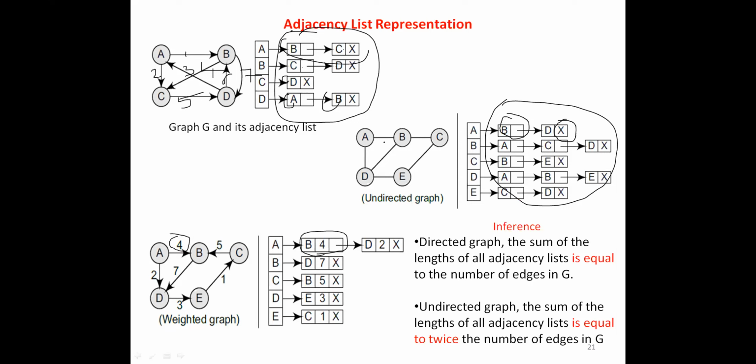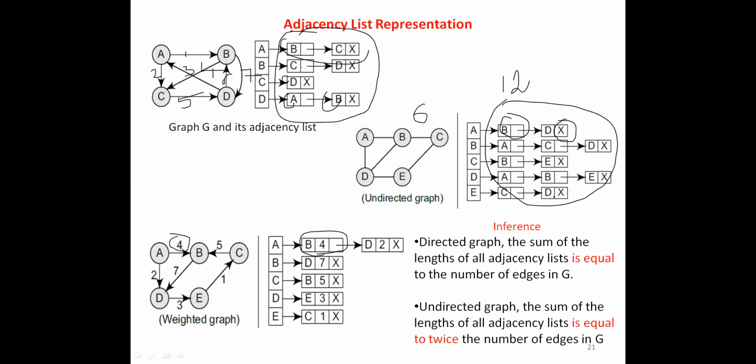In this case it is different. 1 2 3 4 5, it will be 10, right? How many here? 3 4 5 6 edges. In the second graph there are 6 edges, so the sum of the adjacency lists is 12. So this is the inference we get from this type of graph.